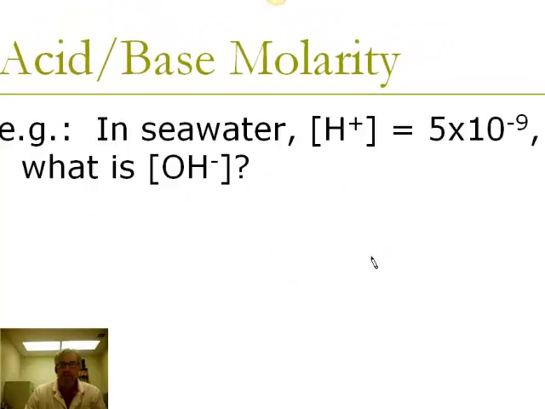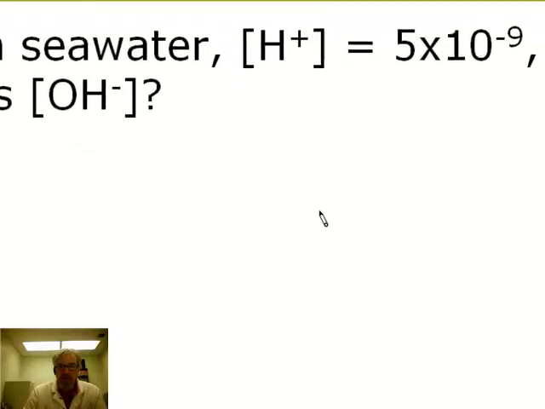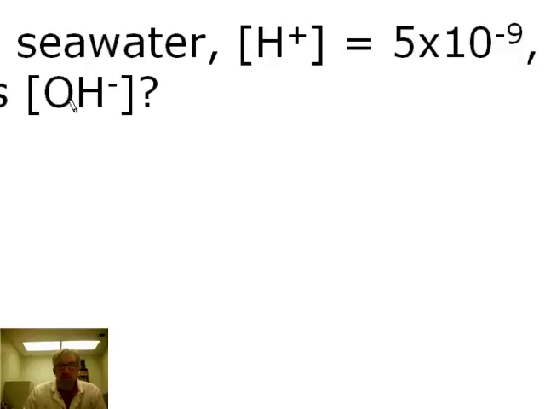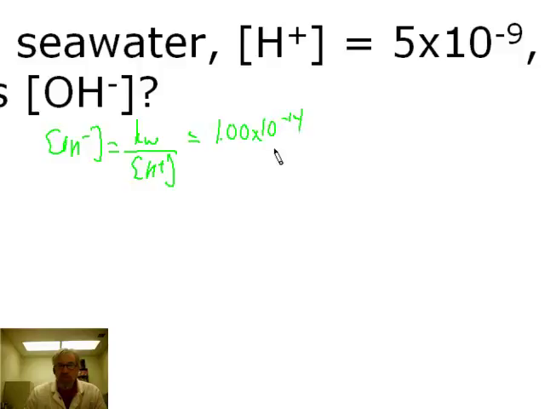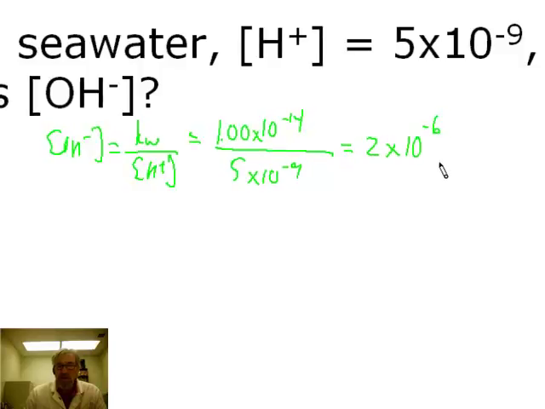So here's an example problem. In seawater, the H+ concentration is 5 times 10 to the minus 9th. What is the OH- concentration? Well, the OH- concentration is equal to Kw divided by the H+ concentration. So plugging in our numbers, for Kw we put 1.00 times 10 to the negative 14th, and for our H+ concentration in seawater, it's 5 times 10 to the negative 9th. The number that we get to one significant figure is 2 times 10 to the negative 6th, and that's equal to the OH- concentration.